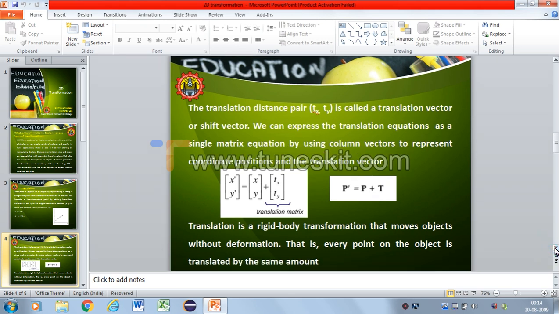One more thing we have to consider in translation. Translation is a rigid body transformation. It means when you shift the object from one location to another without deformation, the object form is not changed. Every point on the object is translated by the same amount. So there will be no deformation in translation.